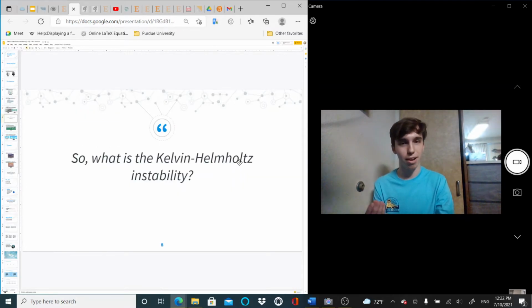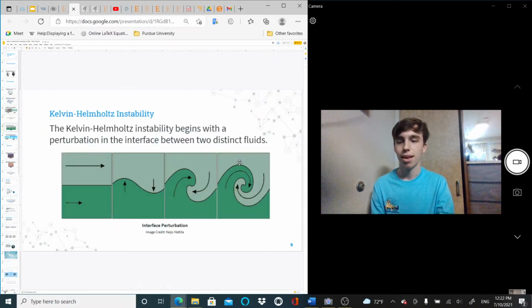So now that we have this background, what exactly is this Kelvin-Helmholtz instability? Well, it looks like this. It's like a swirling effect. In fact, it's often referred to as a swirling effect. So it begins with a perturbation or disruption in the boundary between two distinct fluids.